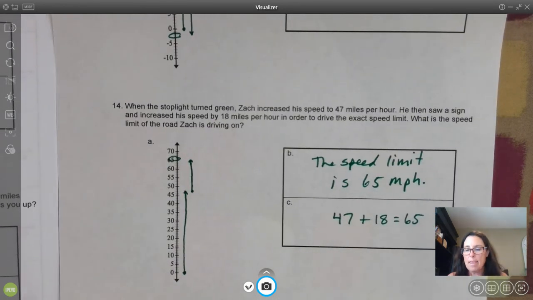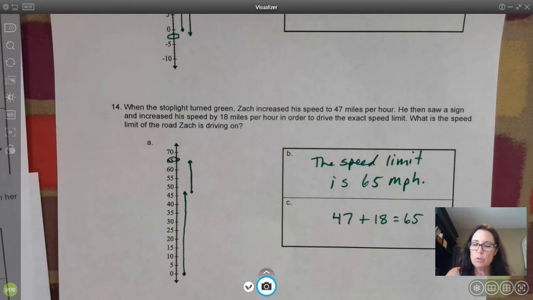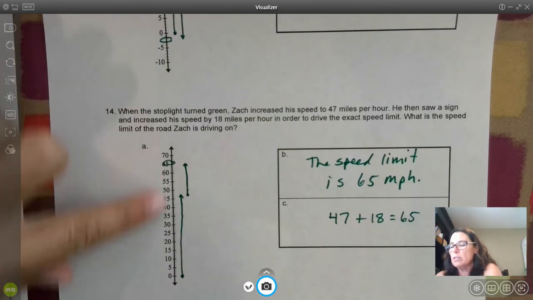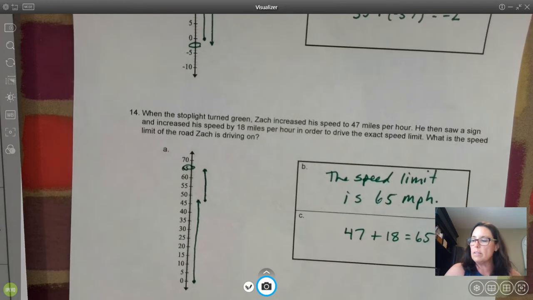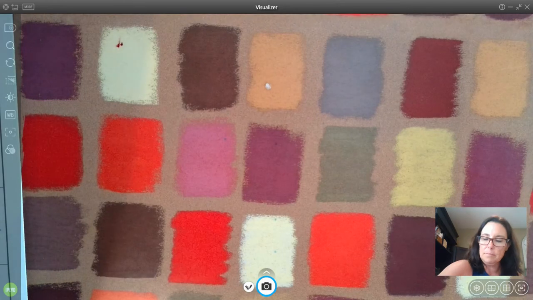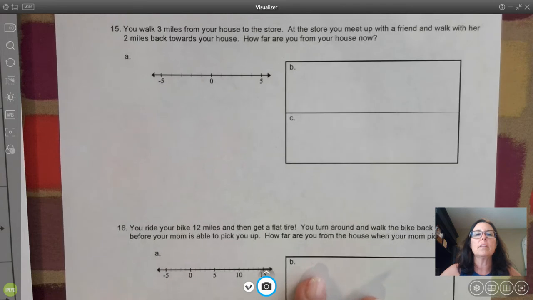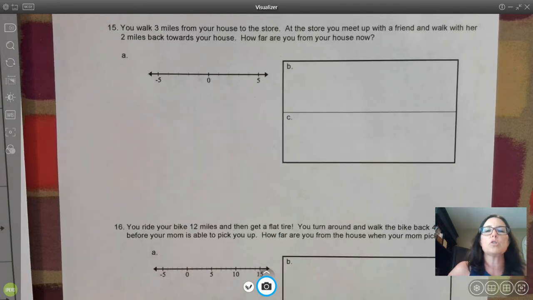Okay. All right, the next two are exactly the same, but instead of these vertical number lines, we're going to have some horizontal ones. Okay. All righty, number 15. You walk 3 miles from your house to the store. At the store, you meet up with a friend and walk with her 2 miles back towards your house. How far are you both from your house now?